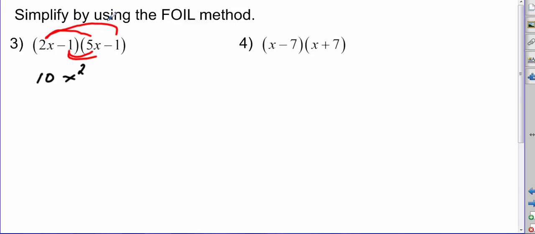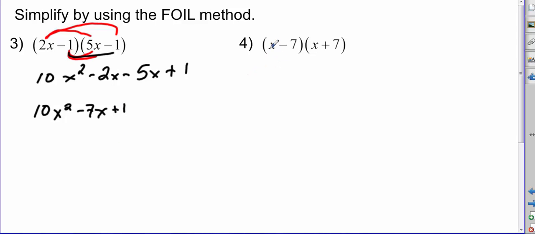And then we're going to multiply the outer, so 2x multiplied by a negative 1, and that's going to give us a negative 2x. Then we're going to do the inner, so negative 1 times 5x gives us a negative 5x. And then we're going to do the last. I think I might have erased just a little bit of what I did there. So negative 1 times negative 1 gives us a positive 1. We're not done yet. We need to combine like terms. So we have 10x squared. We're going to get a negative 7x and a positive 1.